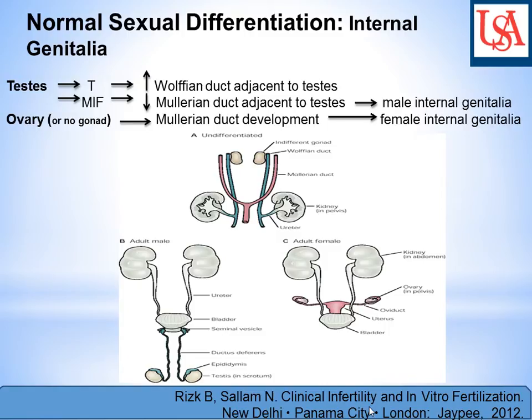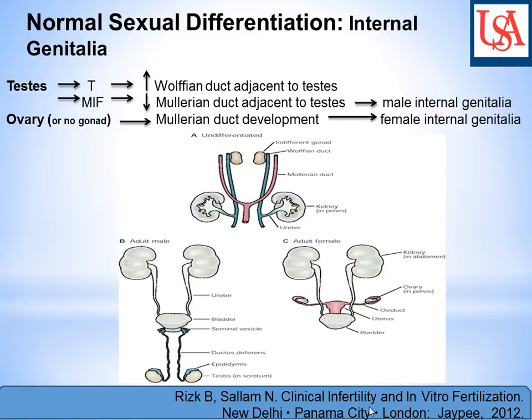So what's the difference between the two? The testosterone works on the Wolffian ducts to make them develop, to produce all the ducts that you need for the seminal fluid and the sperm to come out. The Mullerian inhibitory factor works on the other system, which is the Mullerian system, to make it disappear. If that Mullerian system for some reason does not disappear, even a male could have tubes or uterus inside.